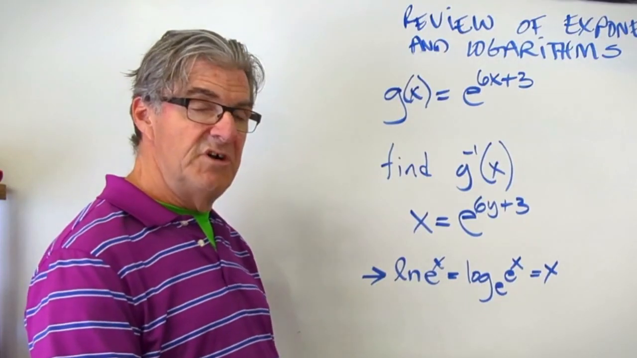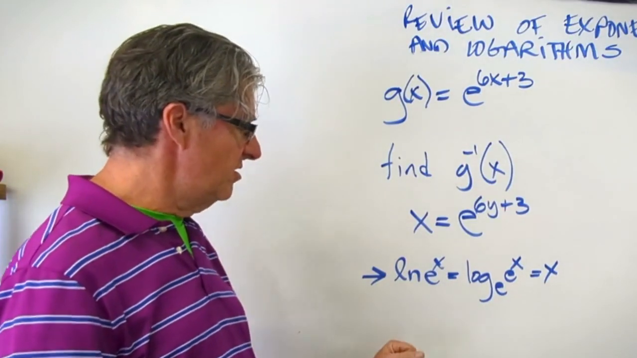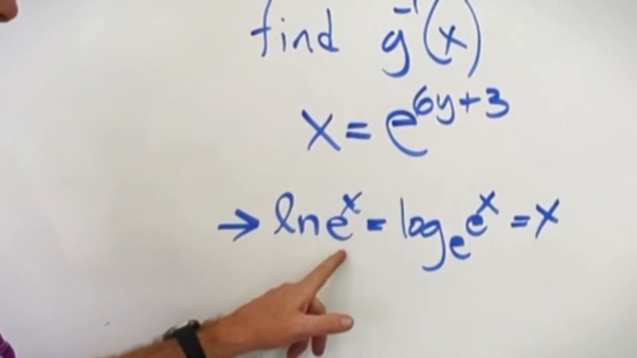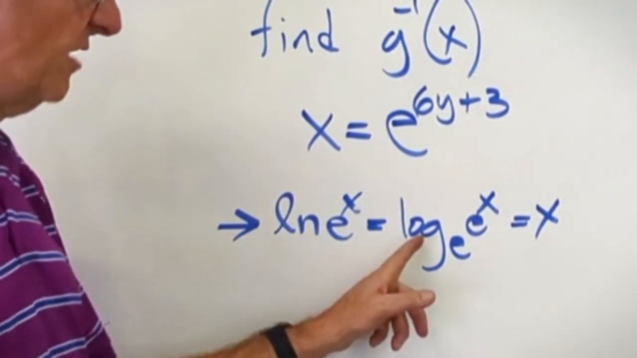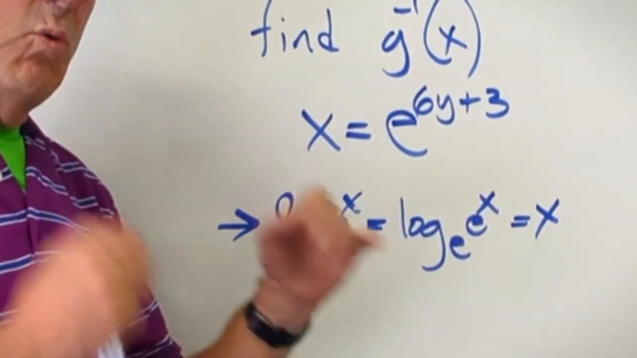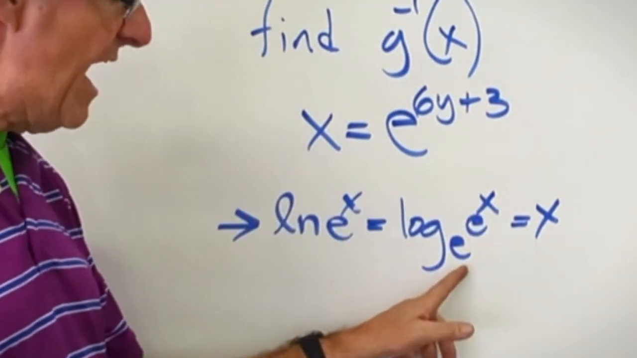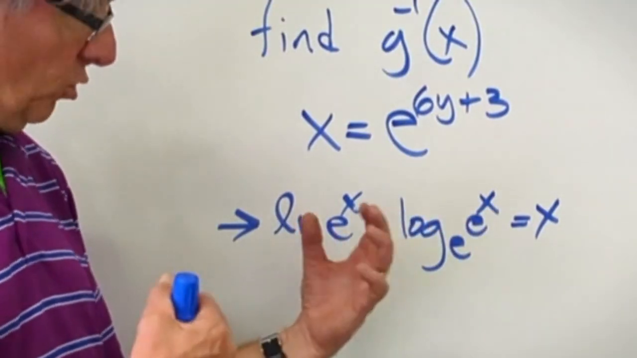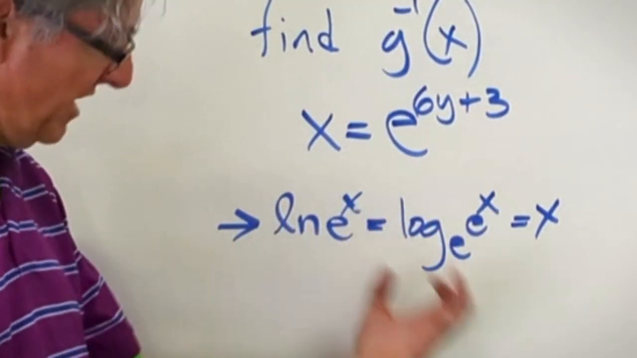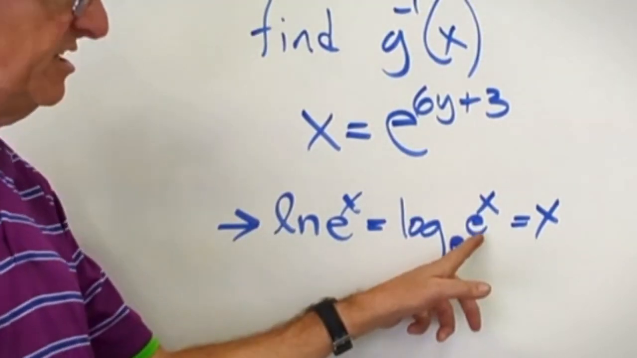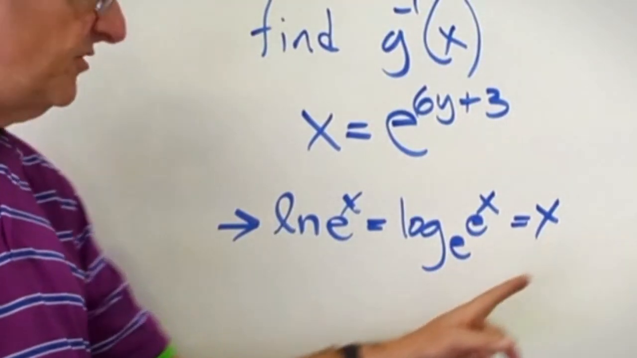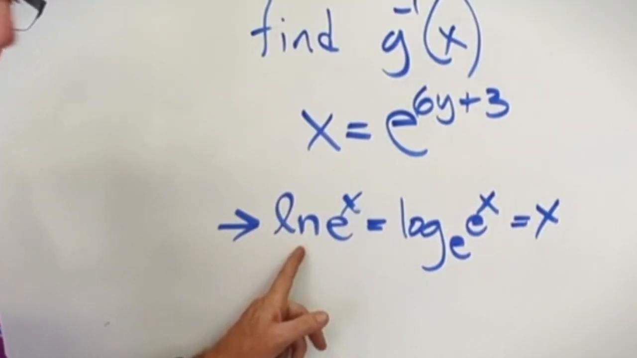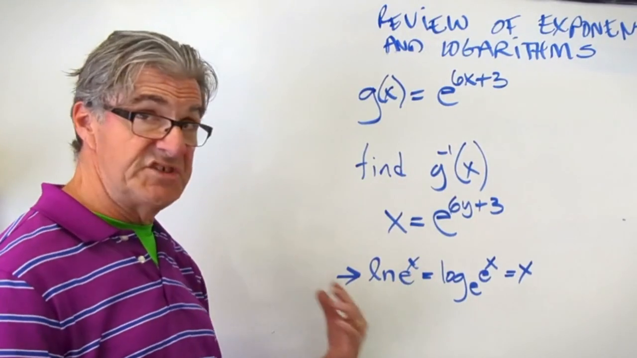I want to remind you of a trick we learned a couple lessons ago. If I take the natural log of e to the x, that's saying log base e of e to the x. What that means is: what power of e makes e to the x? The power of e that makes e to the x is x. So ln, natural log of e to the x, is just x.